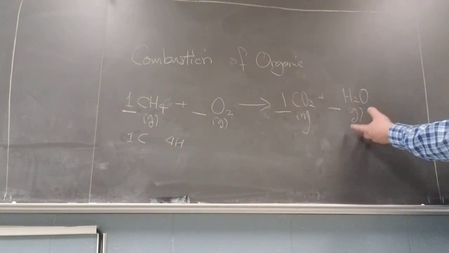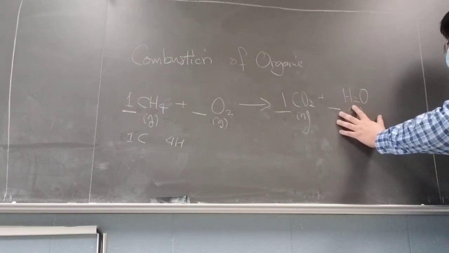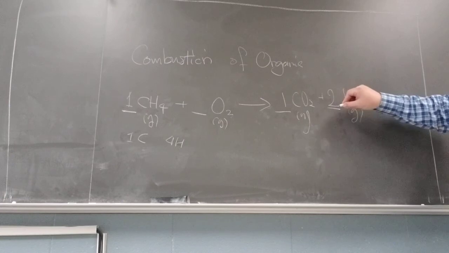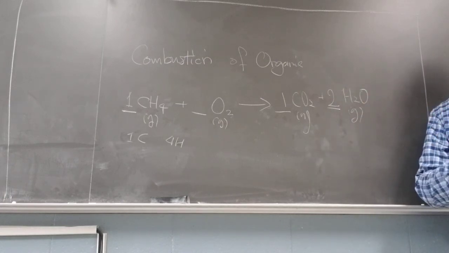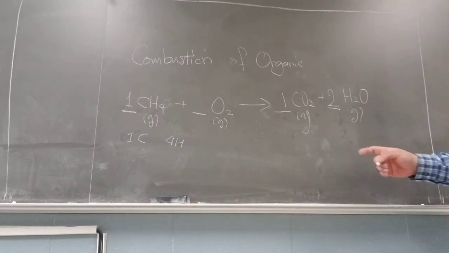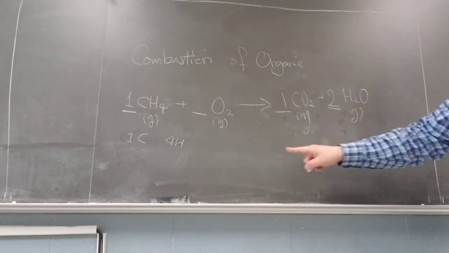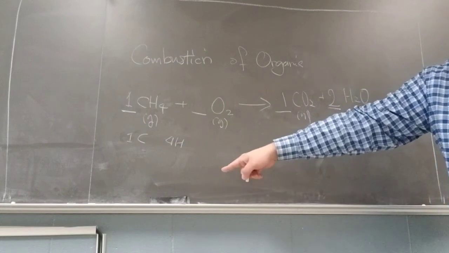But for hydrogen, each water molecule has 2 hydrogen. To make 4, I'm going to put 2. So you can have 4 hydrogen on the right side as well. Now we're happy with the 1 carbon and 4 hydrogen on the other side. It's 1 carbon, 4 hydrogen on this side too.